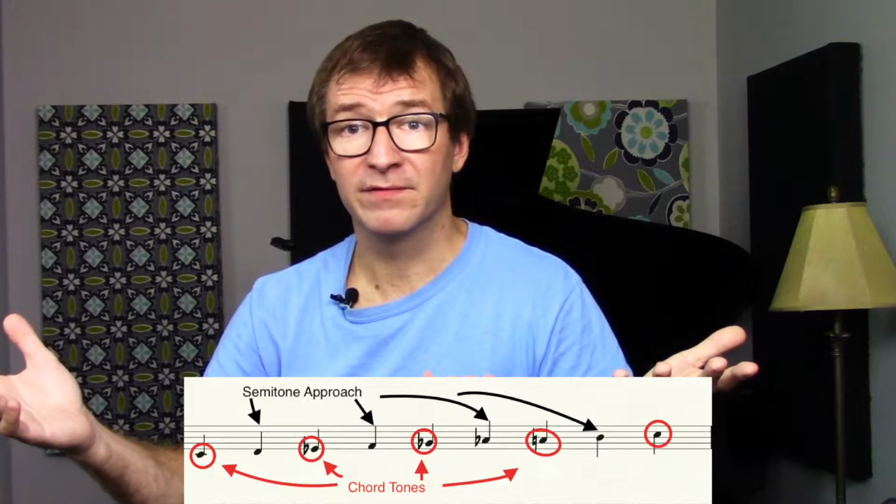If you prefer to think of these things intervallically, then you'd start on C, and the pattern is tone, semitone, tone, semitone, over and over and over again. So again, if you learn one diminished scale, you've actually learned 4. Do the same thing on C sharp, the same thing on D. Go tone, semitone, tone, semitone. We're doing a semitone approach to each and every chord tone. So this is the C diminished chord, followed by the C diminished scale.